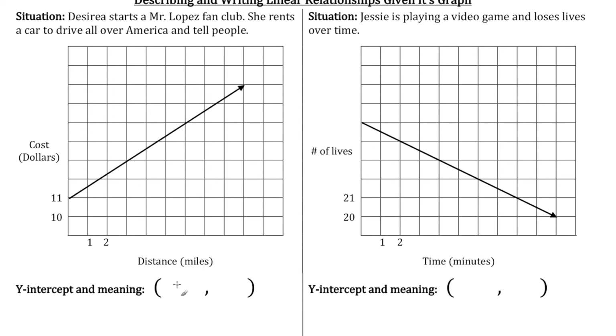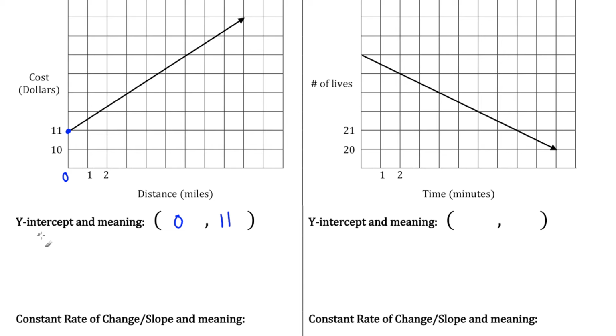So the y-intercept, remember, is always where the independent value is 0, in this case, where the distance is 0. So it's going to be right where it starts, right here, because this is (0, 11). Now in terms of the story, what does that mean? So that's the cost and that's the distance. The distance is 0 miles. The cost is $11. So this means it costs $11 just to rent the car.